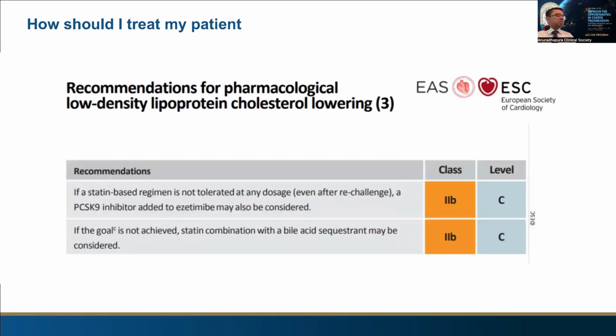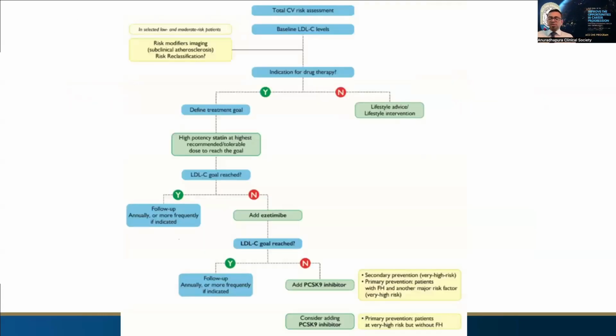If you have facilities, you can even give a PCSK9 inhibitor as a single agent if the patient is not tolerant to statins. Other methods are also available, so you can try those.